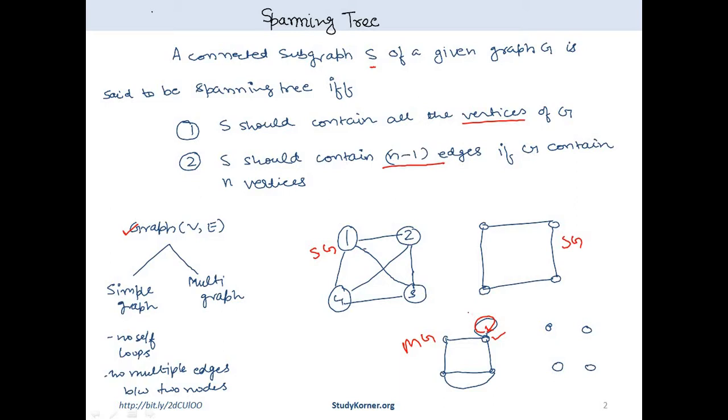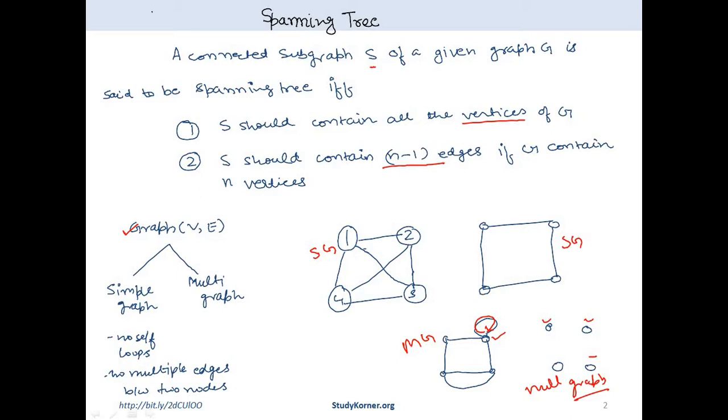Okay, now look at this graph. If a graph only contains all the vertices and no edges, then this type of graph is called a null graph. So if I have the set of vertices and the edge set is not defined, then this graph is called a null graph.